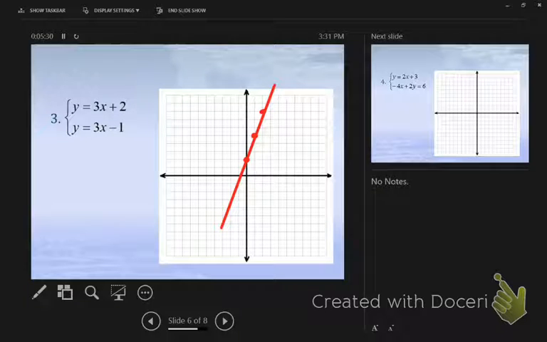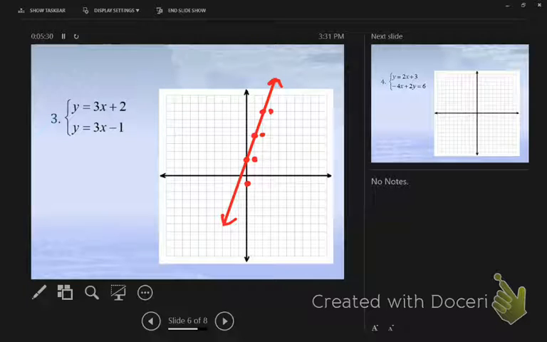Let's do that again. That's a little better. Then we go to graph our second equation. Our y-intercept is -1. Our slope again is 3/1.